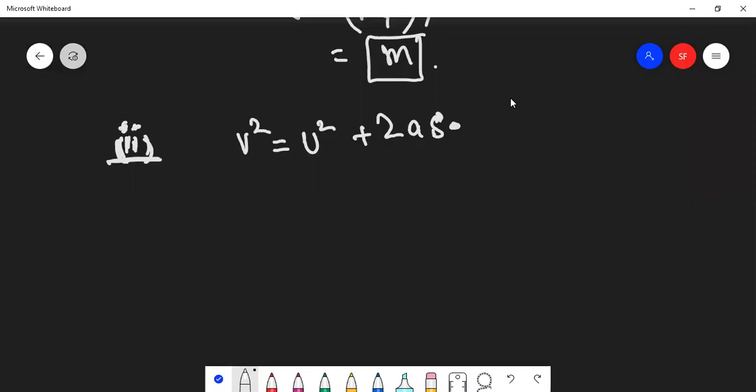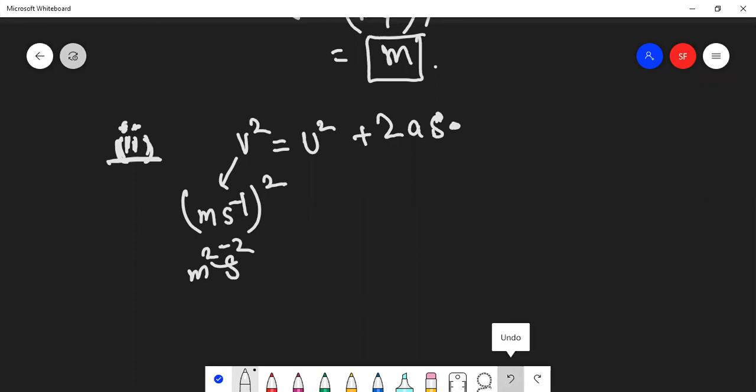Wait, ms minus 1 squared. The whole thing squared, okay? Yes. So what will this become? m squared and s minus 2. They'll get multiplied, yeah, it will become minus 2. Okay, whenever you have brackets, they'll multiply each other.